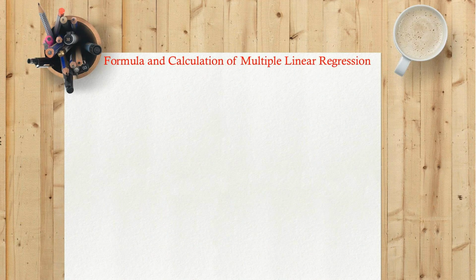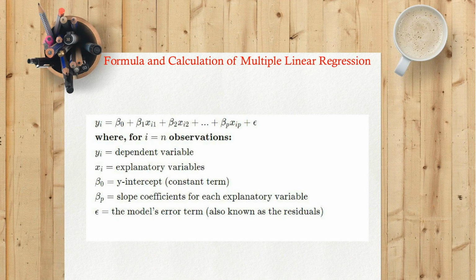Formula and calculation of multiple linear regression. Y equals beta 0 plus beta 1 x1 plus beta 2 x2 plus beta n xn plus e, where n equals number of observations, y equals dependent variable, x equals explanatory variables, beta 0 equals y-intercept, constant term, beta n equals slope coefficients for each explanatory variable, e equals the model's error term, also known as the residuals.